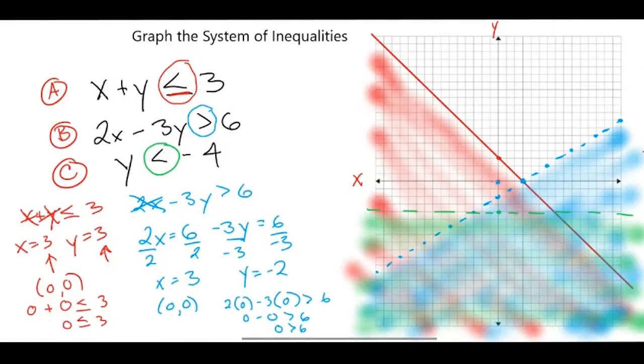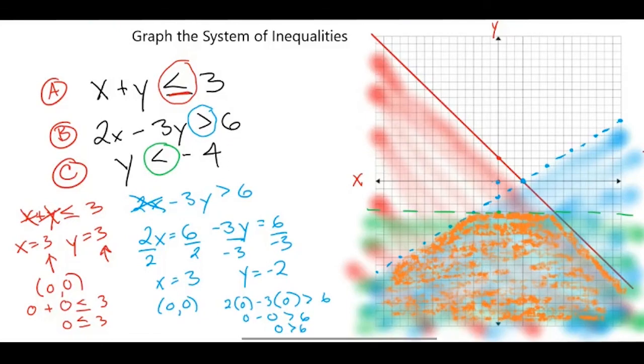Now I'm looking for the area that has green, red, and blue. And I'll pick a fourth color, and I will color that area in. I'm going to pick orange. And everywhere that has all three of those colors where they overlap, that's where I'm going to color in. And that is how you graph a system of inequalities with three inequalities.